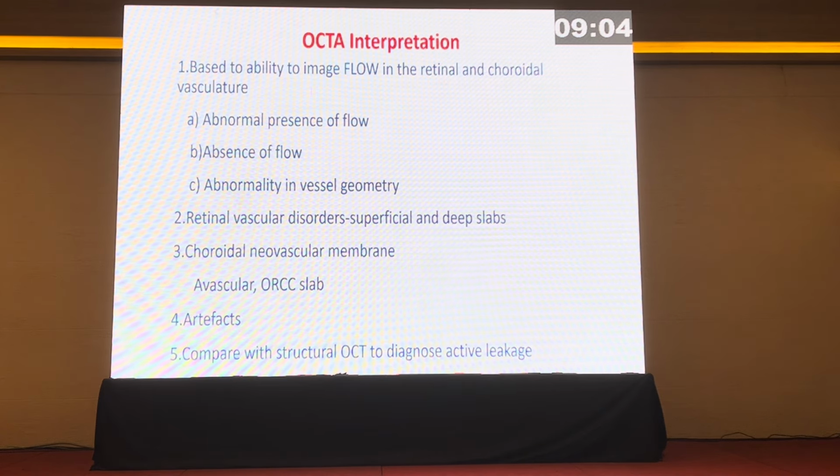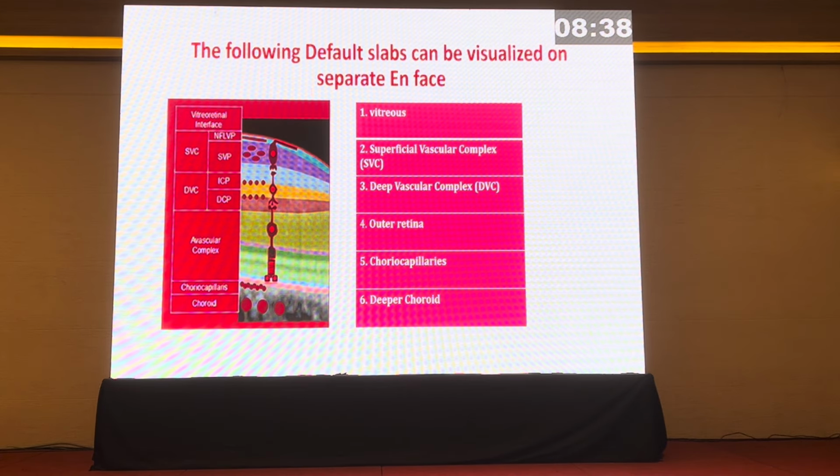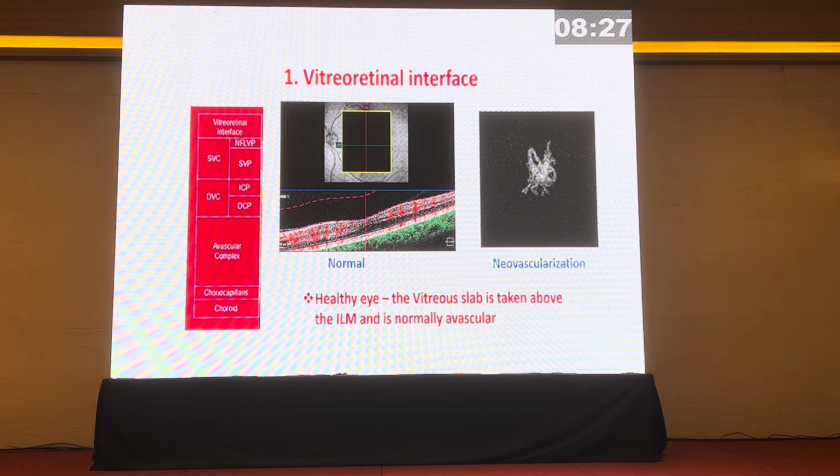So OCT angiography interpretation, as I said, is based on the ability to image the flow. So we can pick up abnormal presence of flow, absence of flow, abnormality in flow geometry as well. And retinal vascular disorders, both in the superficial and the deep slabs, can be assessed. Choroidal neovascular membrane in the avascular and the outer retina to choriocapillaris slab. There are a lot of artifacts here, and we always compare with structural OCT to diagnose active leakage. So these are different slabs, right from the vitreous, the superficial vascular complex, deep vascular complex, outer retina, choriocapillaris, and the deeper choroid. So let's look at them one by one.